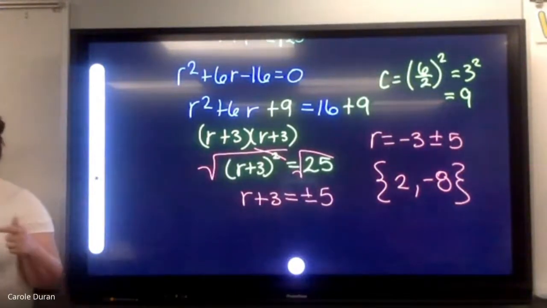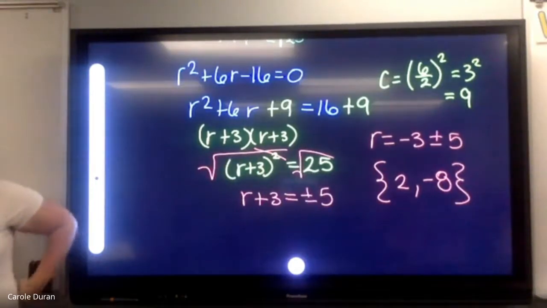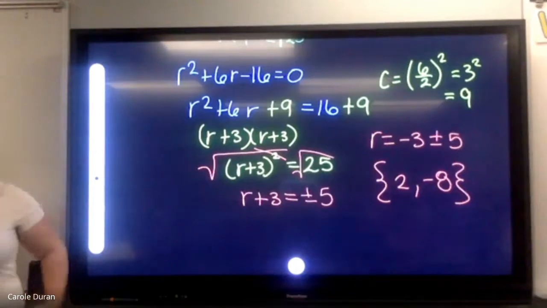Whatever multiplies to 9 adds to 6? Yes. It always multiplies to the third term and adds to the second term.